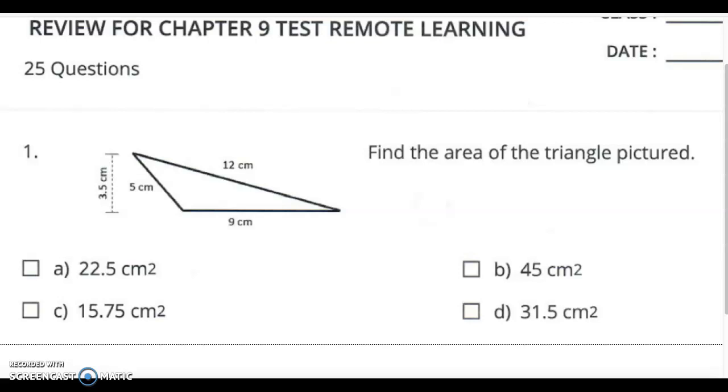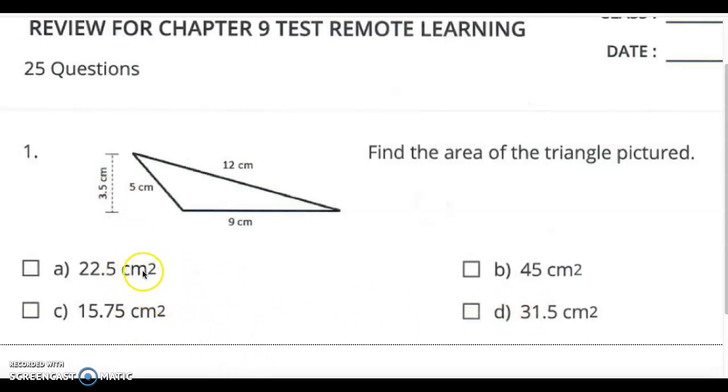Okay, so for number one, to find the area of this triangle, you have to refer to your formula sheet. The formula for the area of a triangle is base times height divided by 2. The base is 9. The height is always the dotted line. So the height is 3.5. So it's 9 times 3.5 divided by 2. And you're going to use a calculator and pick the correct answer.